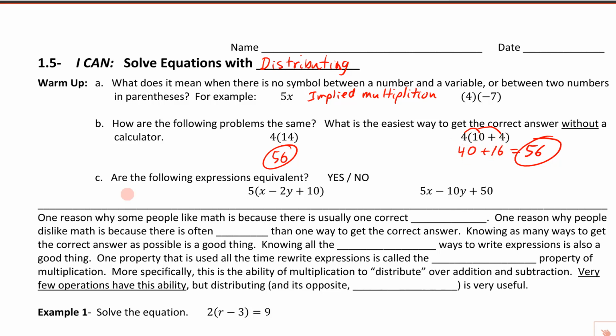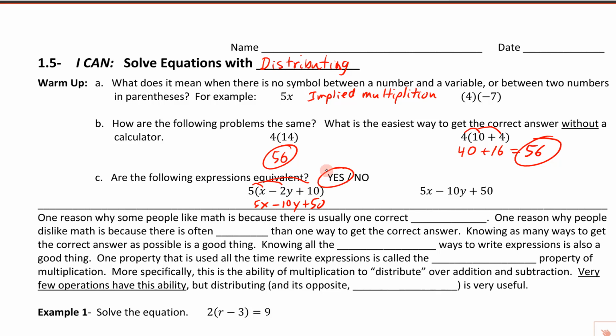Okay, so let's take a look at the last one here. It says, are the following expressions equivalent, yes or no? So we've got 5 times, and then in parentheses, x minus 2y plus 10, and then over here we've got 5x minus 10y plus 50. Well, one thing we can do here is just like we did up there. Let's apply that distributive property. So I'm going to draw an arcing line here from this one outside to everyone inside, and we get 5 times x is 5x, 5 times -2y is -10y, and then 5 times +10, of course, is +50. So those are indeed the same. So the answer there would be yes.